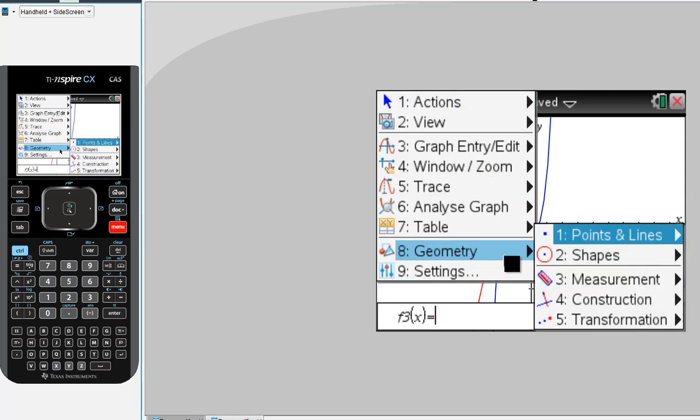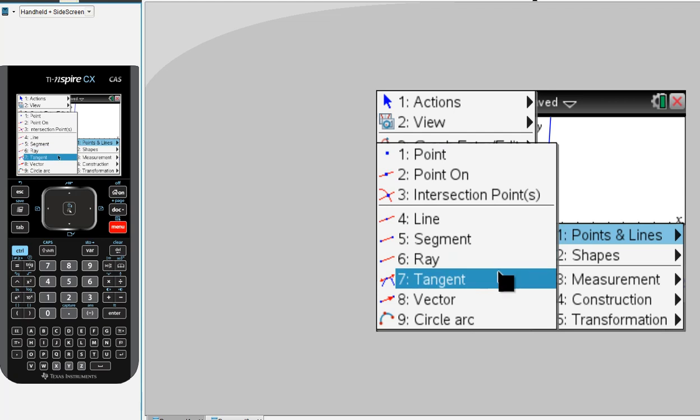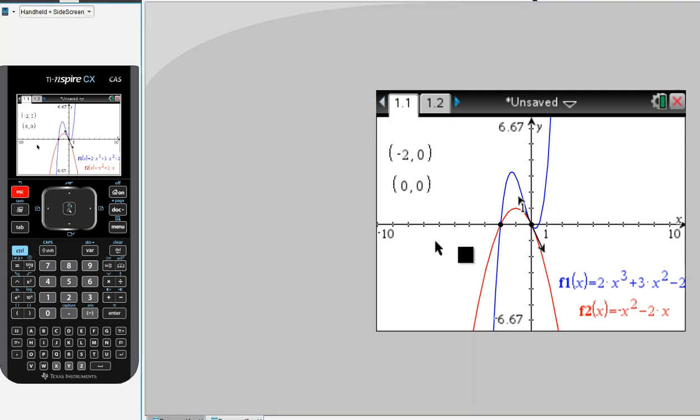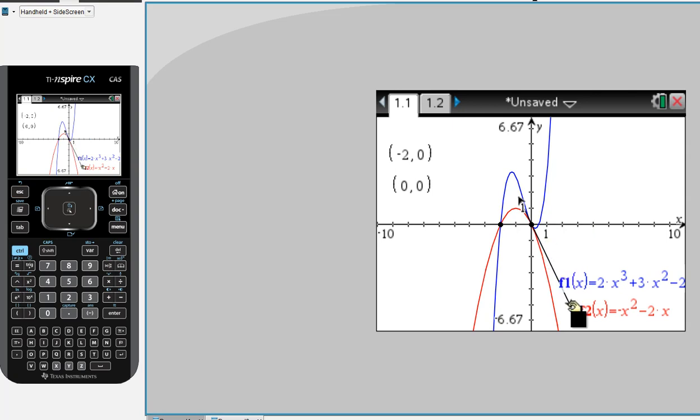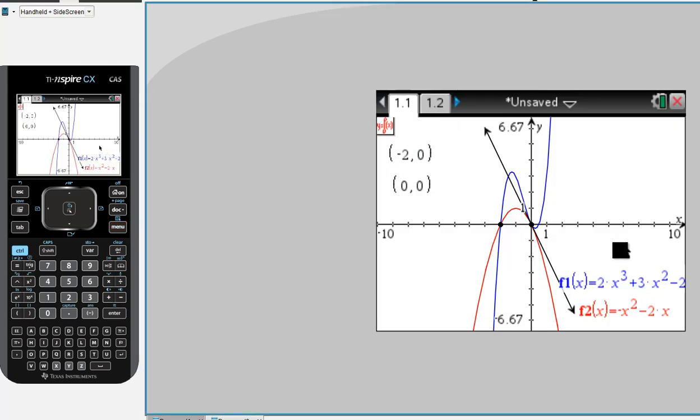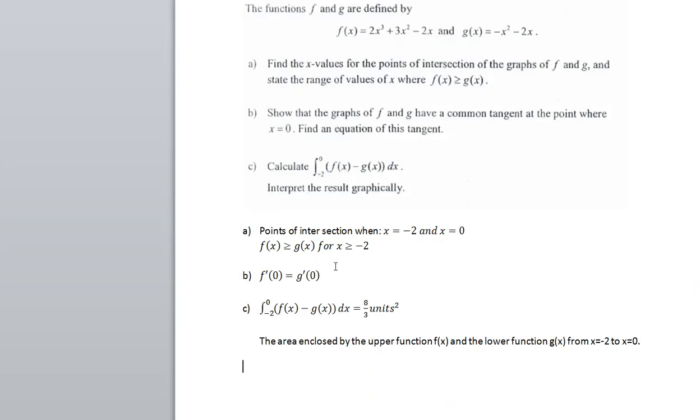Let's go to geometry, points and lines, tangent, and then just click on that point, and here is that tangent. If we want to extend it, we go out of the drawing mode, escape one time, and then grabbing this end. Now we go up to action and coordinates and equations and click on that line. This is the equation of that line. So y is equal to minus 2x. Let's add that to the answer.